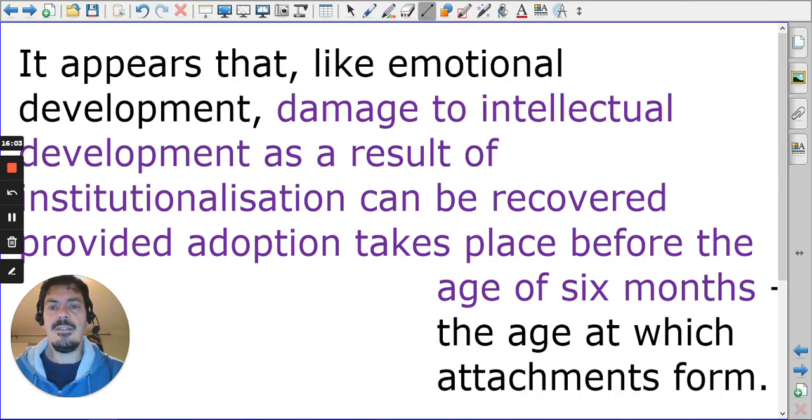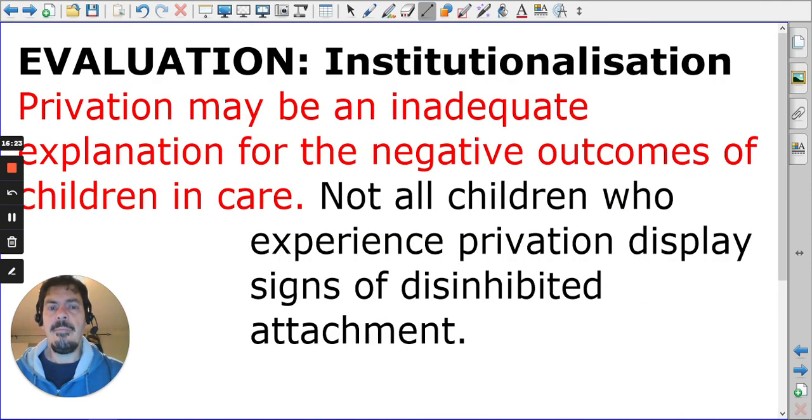And this is as expected. It says damage to intellectual development can be recovered if you are adopted earlier, but ultimately it will remain there. Think also of the Goldfarb study, which also talks about children in institutional care having lower IQs. So what can we say about this? Well, I think we need to be quite positive about looking at the effects of institutionalization, but we also need to be realistic.